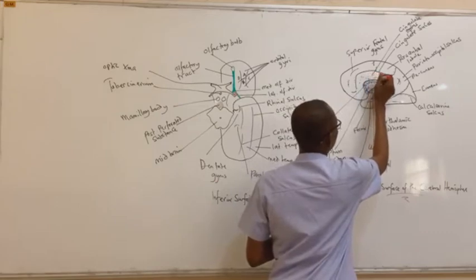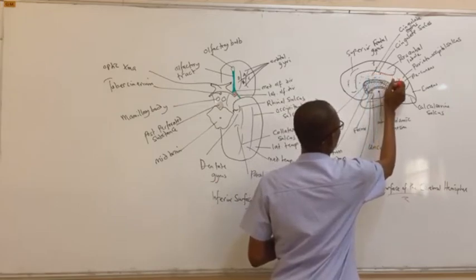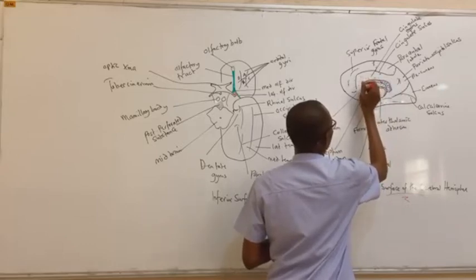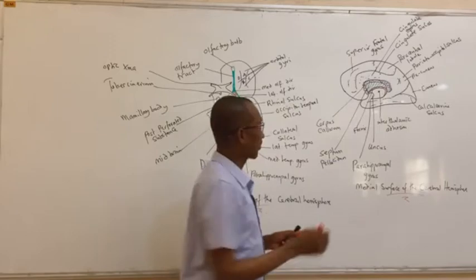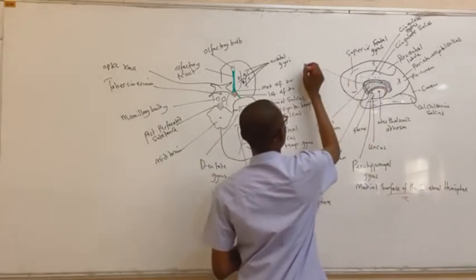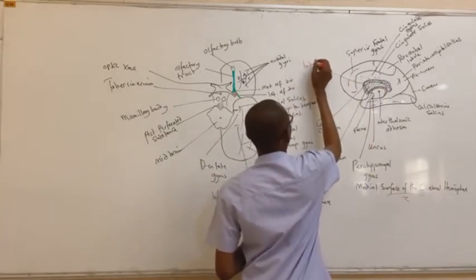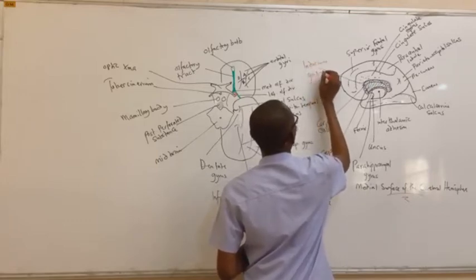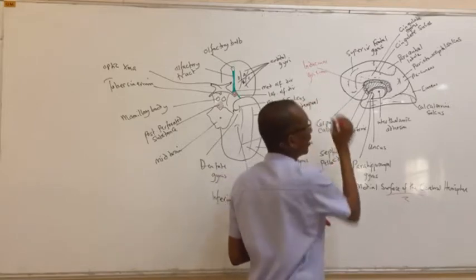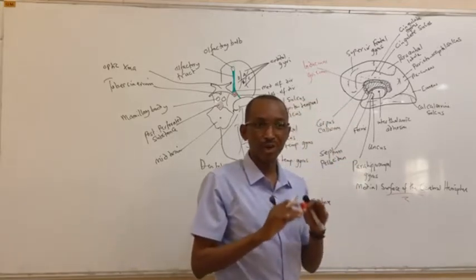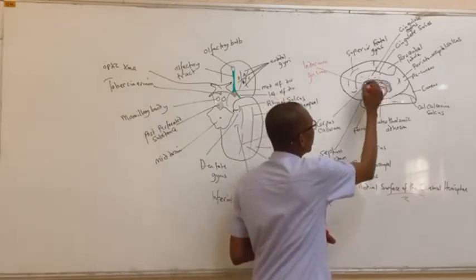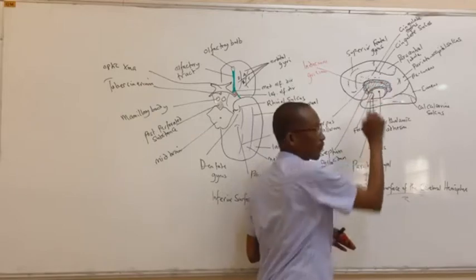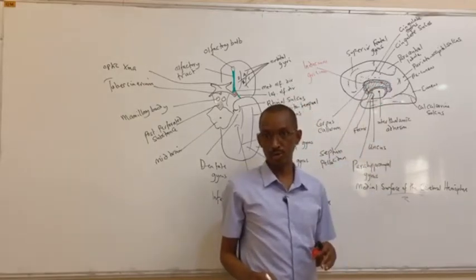So here, in between the cingulate gyrus and the corpus callosum, there is what we call the indusium griseum. This indusium griseum is a plate or sheet of gray matter lying in between the superior aspect of the corpus callosum and the inferior surface of the cingulate gyrus.